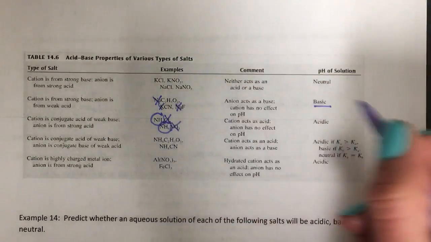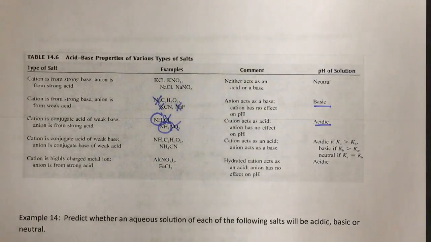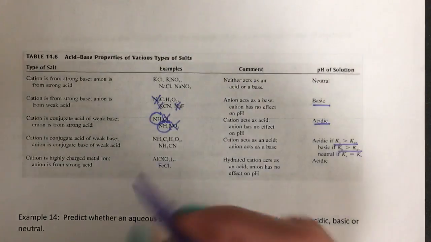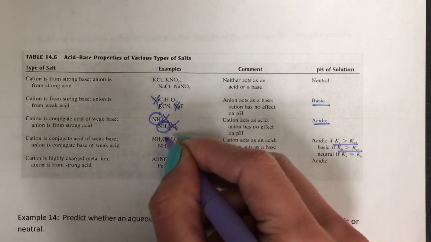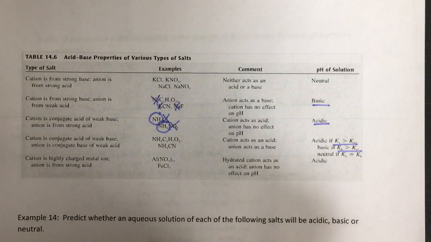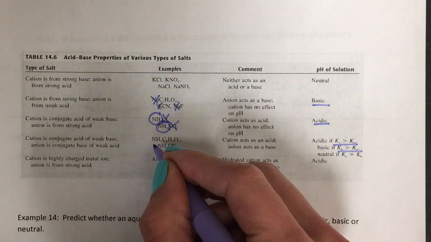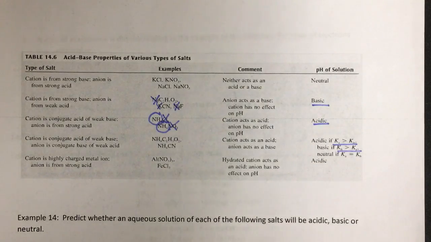Weak acid, my solution's acidic. If both can affect the pH, it's going to get tricky. Okay? If both can affect the pH, then I actually have to look at Ka and Kb values. If the value of my acid is bigger than the value of my base, my solution is acidic. If the value of my base is bigger than the value of my acid, then it's basic. If the values are the same, then it's neutral.